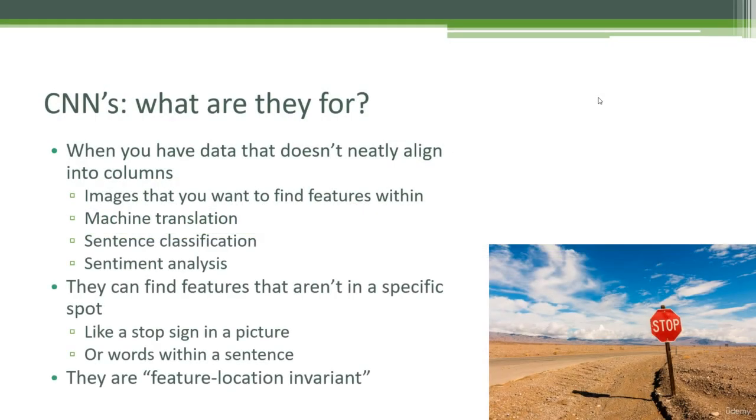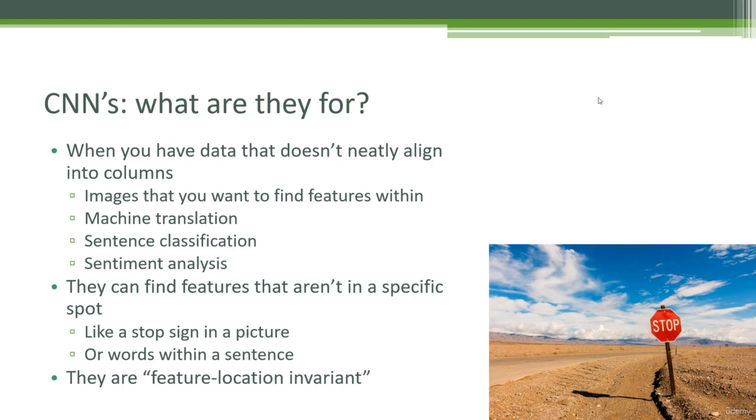Usually you hear about CNNs in the context of image analysis, and their whole point is to find things in your data that might not be exactly where you expect it to be. So technically we call this feature location invariant. That means that if you're looking for some pattern or some feature in your data, but you don't know where exactly it might be in your data, a CNN can scan your data and find those patterns for you wherever they might be. So for example, in this picture here, that stop sign could be anywhere in the image, and a CNN is able to find that stop sign no matter where it might be.